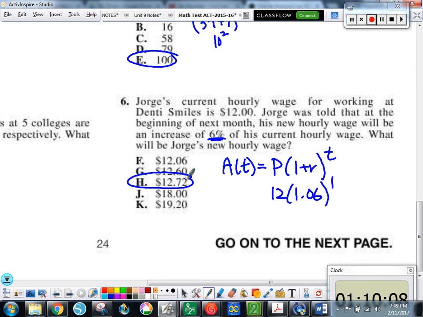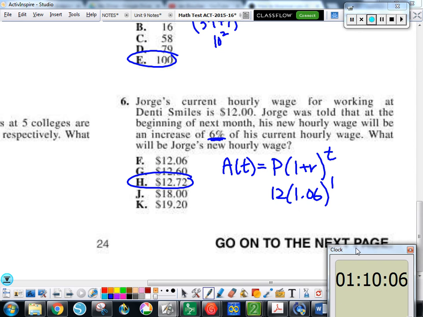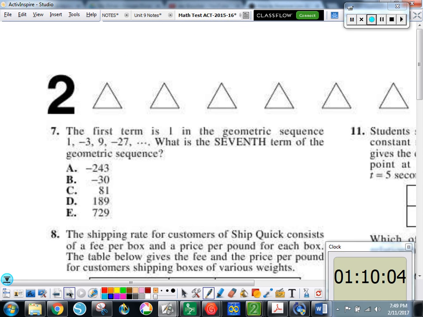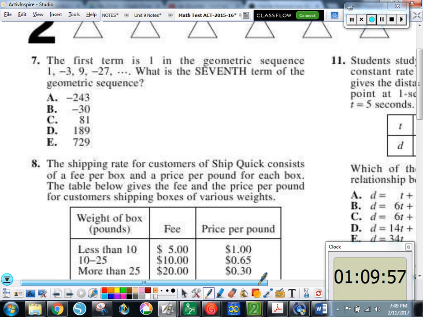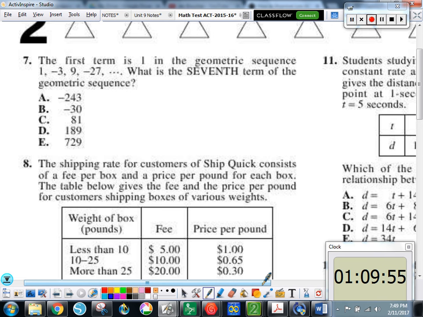Okay, next page. So at this point, I'm going to just give you a minute to try the problem, and then we'll do the problem together. I'm not going to spend more than 2 minutes on each problem. One for you, one for me. Go.